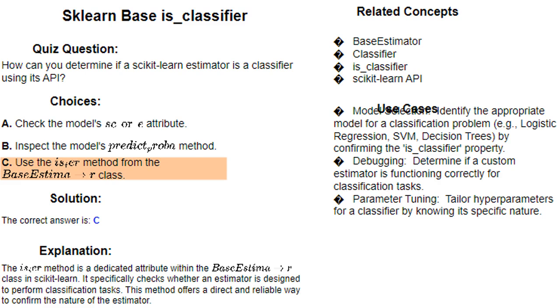If you've created a custom estimator for classification, using isClassifier can help you debug its functionality. You can confirm that your estimator is correctly identified as a classifier, ensuring it's working as expected for the classification task. When fine-tuning the hyperparameters of a classifier, knowing the classifier's nature is crucial. By using isClassifier, you can ensure that you are tuning parameters that are specifically relevant to classification tasks.